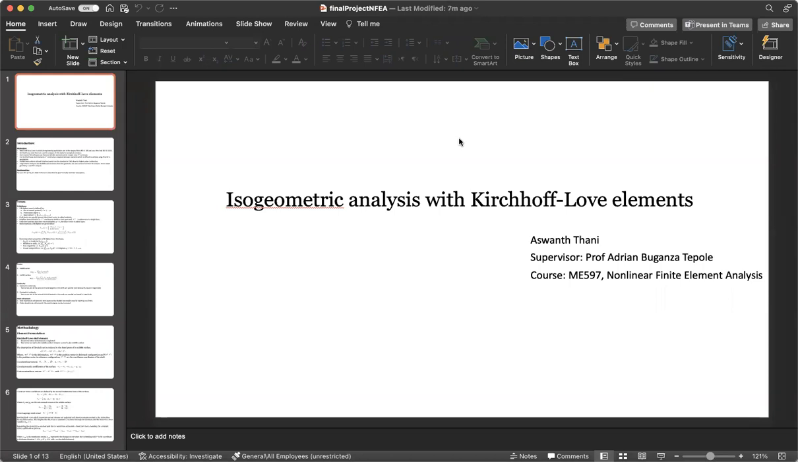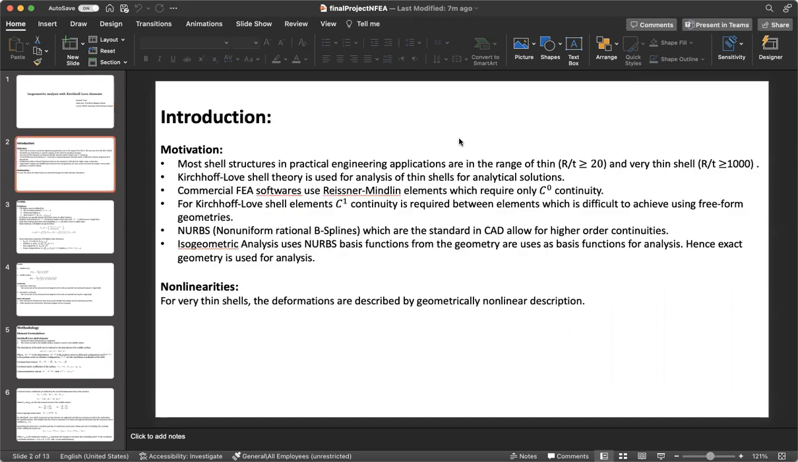Today I will be presenting my project for this course, that is isogeometric analysis with Kirchhoff-Love shell elements. Before proceeding, let's discuss why we need Kirchhoff-Love shell elements, and why we need isogeometric analysis for Kirchhoff-Love shell elements. Usually most of the shell structures that are present in our engineering applications are in the range of thin and very thin.